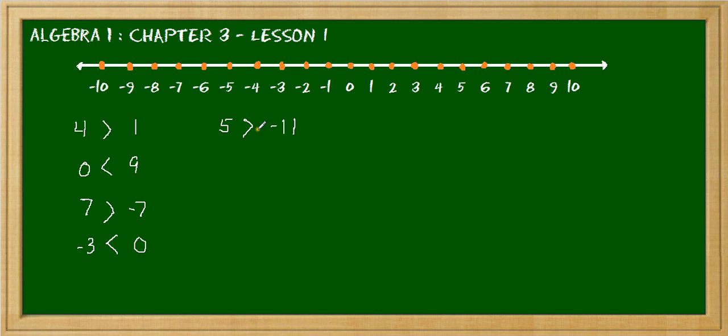Okay, now what's our next one? Negative 1 and negative 6. Negative 1, negative 6. Well, negative 1 is here. Negative 6 is here. That means negative 1 is larger or greater than. Let's go with negative 12 and 8. And again, 12, appearing to be a larger number, is in fact a smaller number because it's negative. So it would be less than 8.